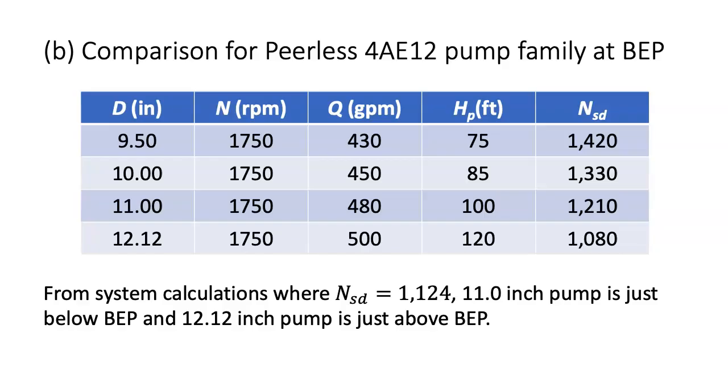From these conditions, we repeat the calculations from Part A to get the specific speeds listed in the last column in customary units. Note these are radial pumps, which is consistent with the calculated specific speed magnitudes that are all below 1500. Comparing these values, we find that the calculated system value is between the specific speeds for the 11-inch and the 12.12-inch diameter pumps. Thus, either pump will be operating near its best efficiency point when used with this system. In particular, the 11-inch pump will be just below, and the 12.12-inch pump will be just above.